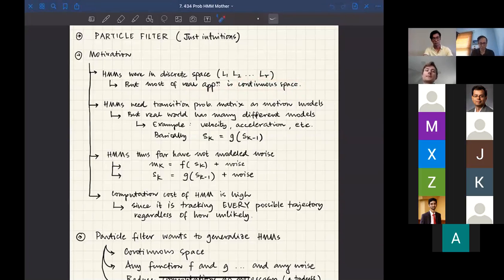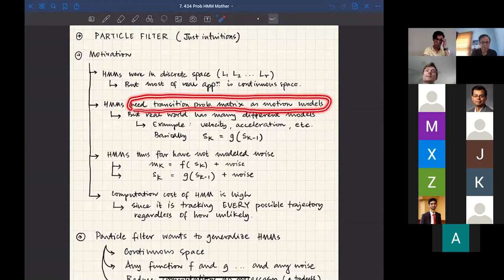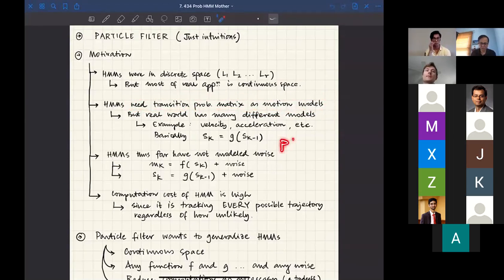HMMs do not tell us how to do that. Number two, HMMs need a transition probability matrix as the motion model. Right? We always want this value P of Sk given Sk minus 1. If I tell you, okay, for a self-driving car, what is that motion model? It would be a bit of a pain to compute that transition probability matrix, because all you really know is that the car would go at some speed limit. The car might accelerate if there are no other cars in front. If there are a lot of cars in front of you, it might decelerate.